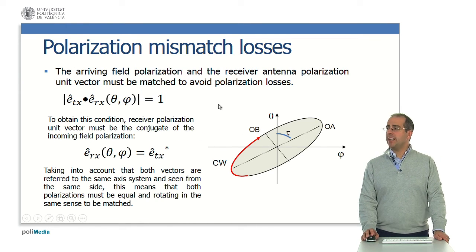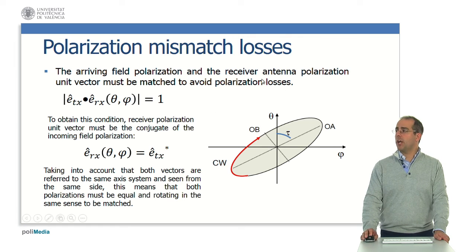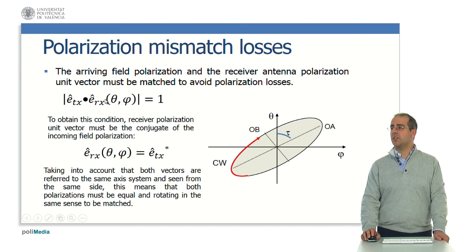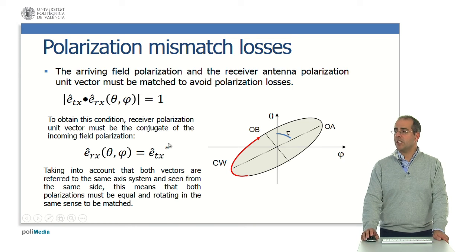The arriving field polarization and the receiver antenna polarization unit vector must be matched to avoid polarization losses. So we should satisfy this definition: the polarization unit vector of the transmitter, scalar product with the polarization unit vector of the receptor, the absolute value should be 1. So to obtain this condition, the receiver polarization unit vector must be the complex conjugate of the incoming field polarization.